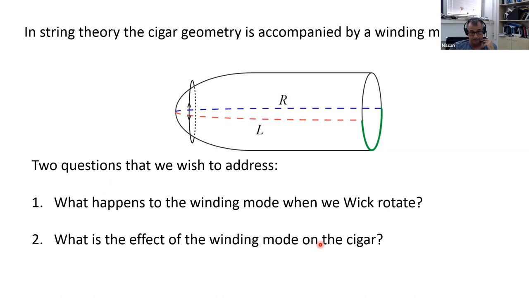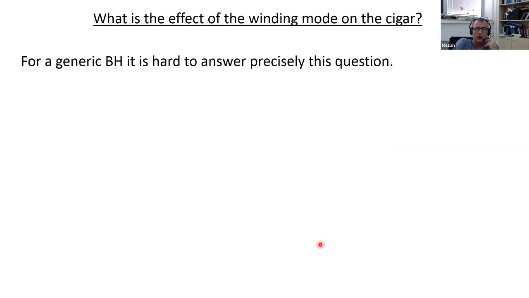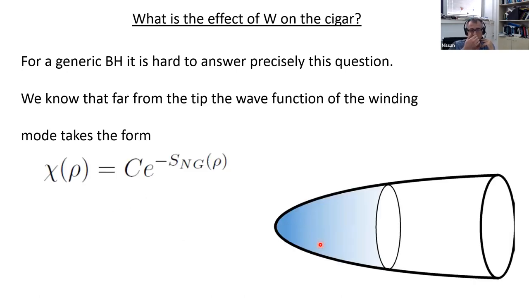I'll start with the second one. If you think about a generic black hole, for example a Schwarzschild black hole, then it is very difficult to answer this question precisely. The reason is simple. The only thing that we know for sure is that the wave function of this winding mode, far away from the tip, looks like some constant times e to the minus the Nambu-Goto action of a string that goes all the way to a certain point. For a Schwarzschild black hole, I can't even fix this constant.